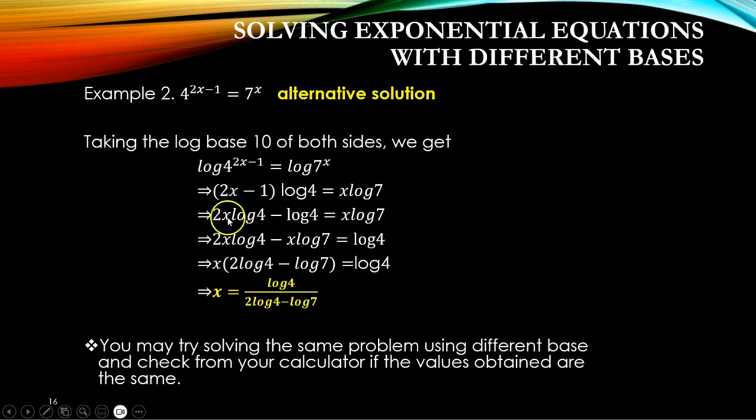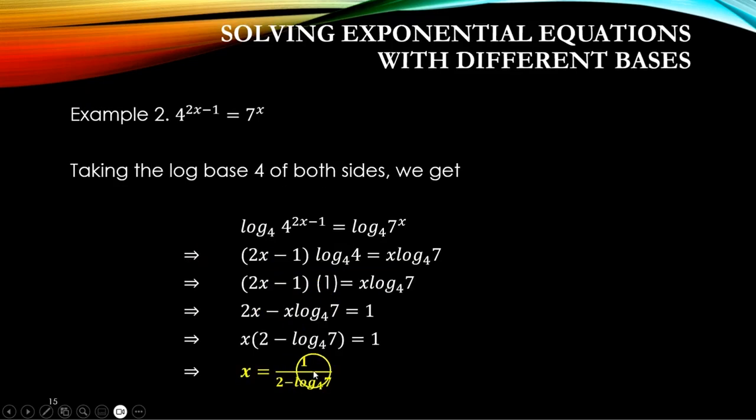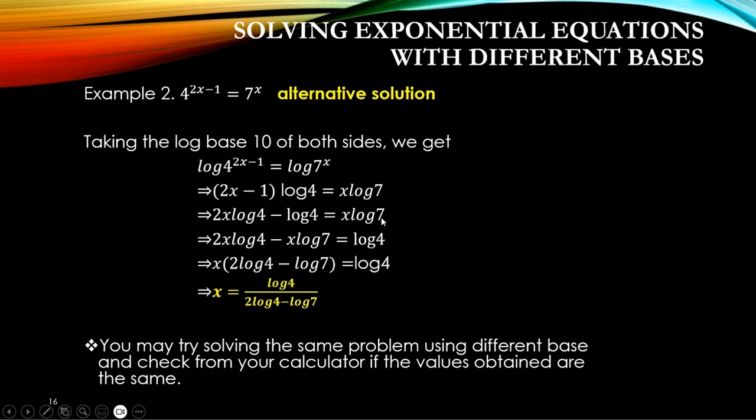Since I'm solving for x, we have to combine both x's on one side. Those that don't contain x, you move it to the other side. That's why you have this line. 2x log 4 minus x log 7 is equal to logarithm of 4. And then I factor out x. I'm left with 2 log 4 minus log 7. So dividing everything by that term, it goes to the denominator. So this answer here, if you check that with the answer here, they should give you the same final answer if you input that in your calculators.